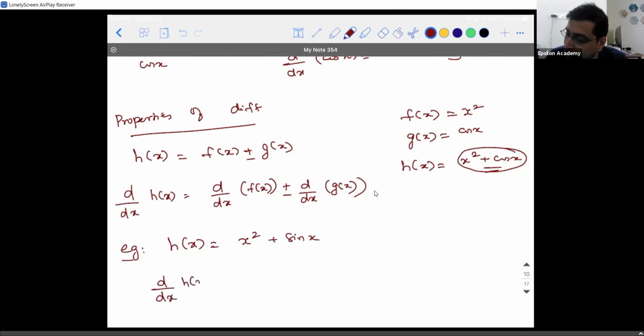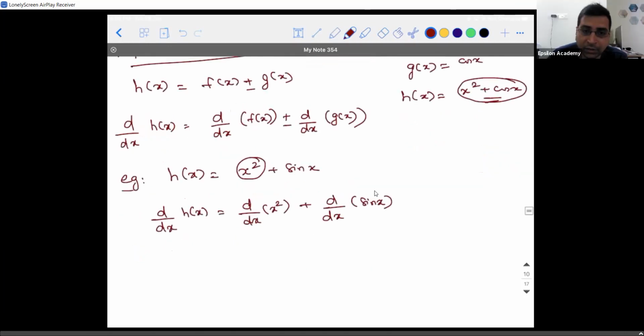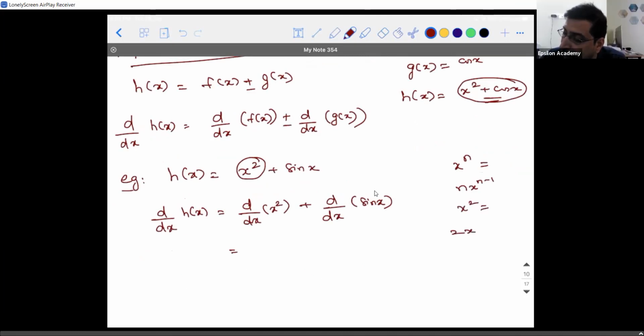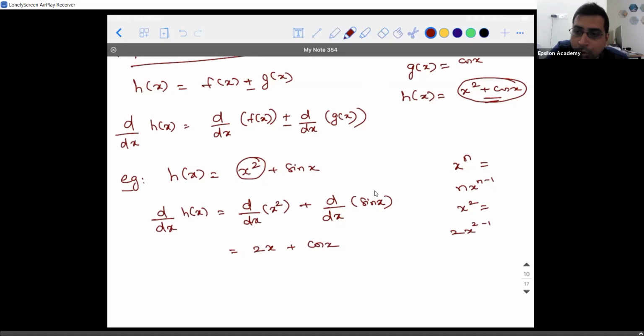d by dx of h of x is equal to, what will be the derivative of x square? Wait, I'll write an extra step. So derivative of x square is 2x. How did you get the 2x? Because derivative of x power n is n into x power n minus 1. So derivative of x square will be 2 into x power 2 minus 1. So derivative of x square is 2x plus, what is the derivative of sin x? Cos x. So answer will be 2x plus cos x. Had it been minus, it would be 2x minus cos x. That's it.